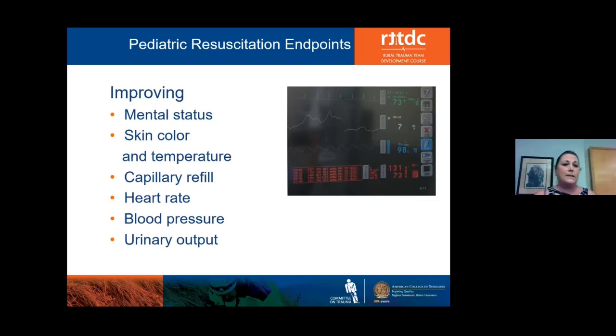We're looking at their skin color and their temperature of their skin. We're looking at capillary refill. We're looking at their heart rate to make sure that the heart rate is stabilizing. We're looking at their blood pressure, but not as just one measurement. We're looking at overall the improvement of the blood pressure. And then we're also looking at urinary output to make sure that the patient is maintaining a good urinary output to know that we're perfusing all of the vital organs.